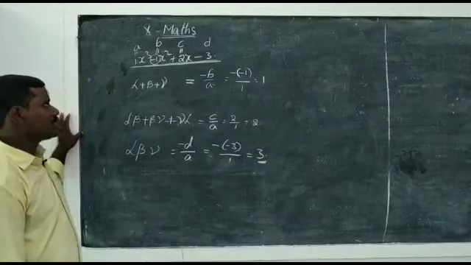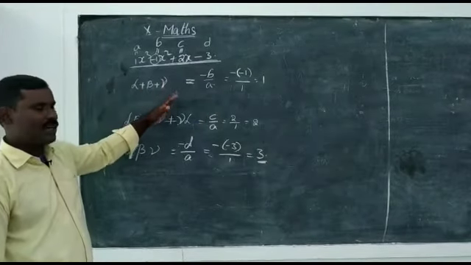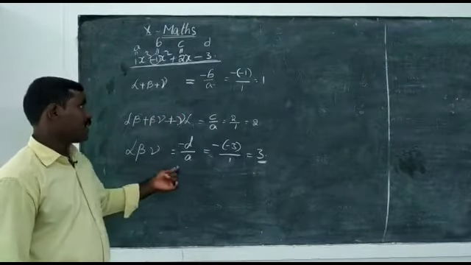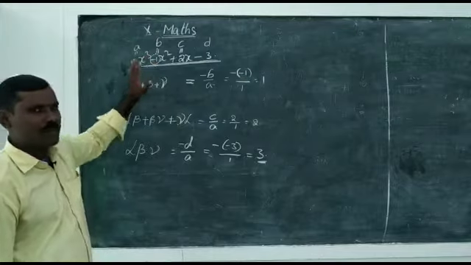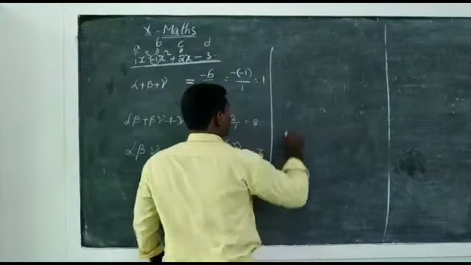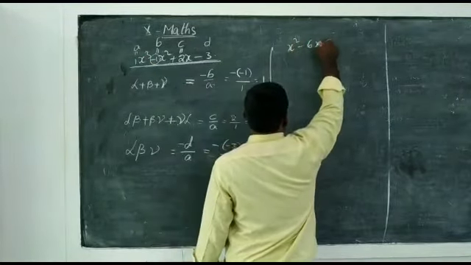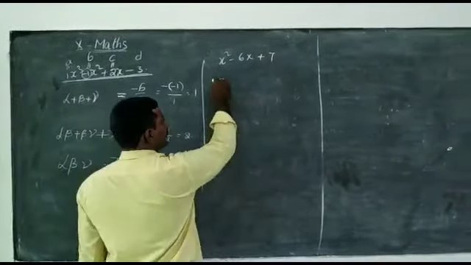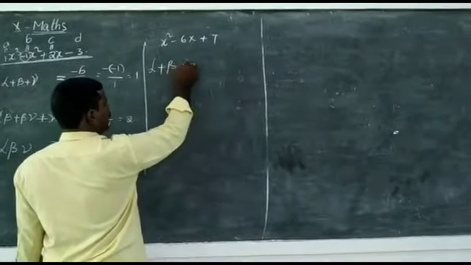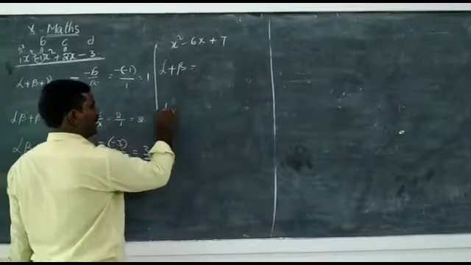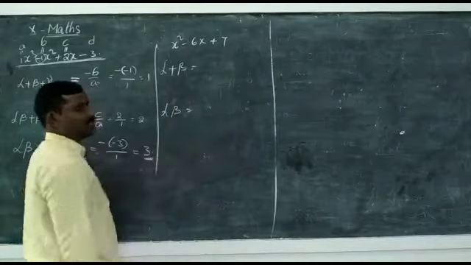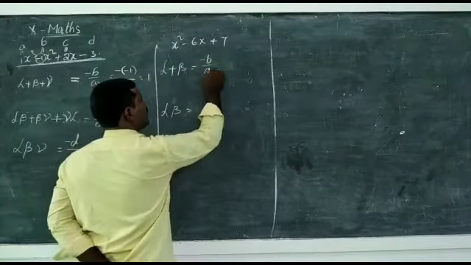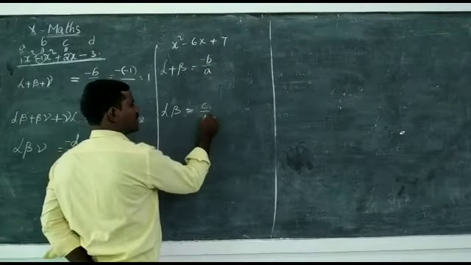Like this you have to see alpha plus beta plus gamma, alpha beta plus beta gamma plus gamma alpha, and alpha beta gamma. This is about the cubic polynomial. If you take x square minus 6x plus 7, it is a quadratic polynomial. In this case we have only two zeros, alpha plus beta and alpha beta: sum of the zeros and product of the zeros. Sum of the zeros formula is minus b by a and product of the zeros formula is c by a.